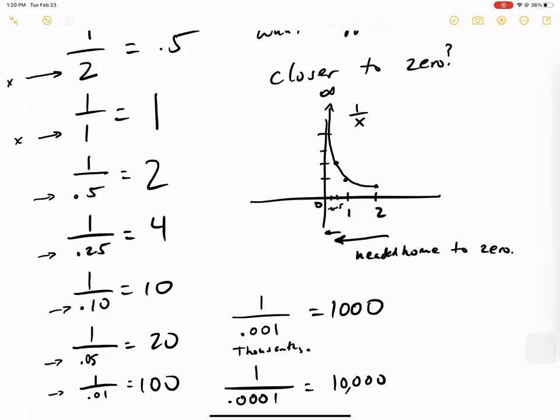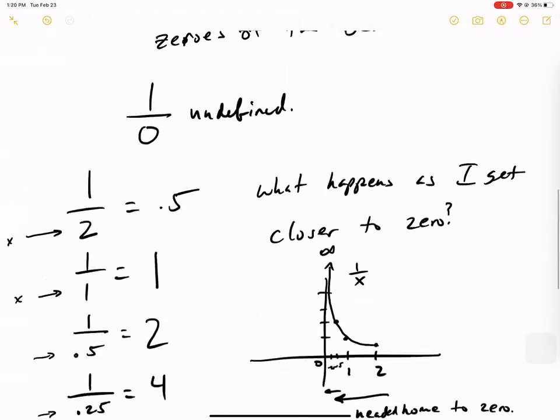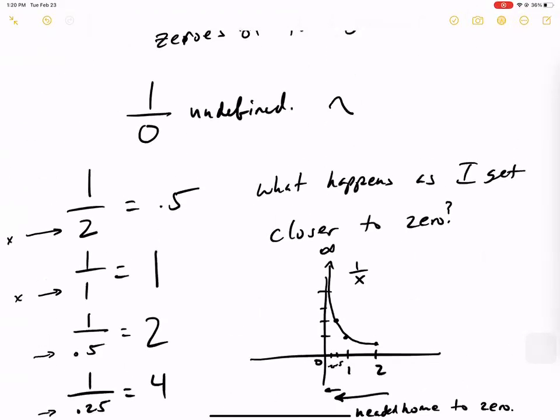Now the reason why the answer to 1 divided by 0 is undefined is because infinity is not a number. It's more of an idea. Because you can't really say count to infinity. Like, what's infinity? It's this abstract idea.